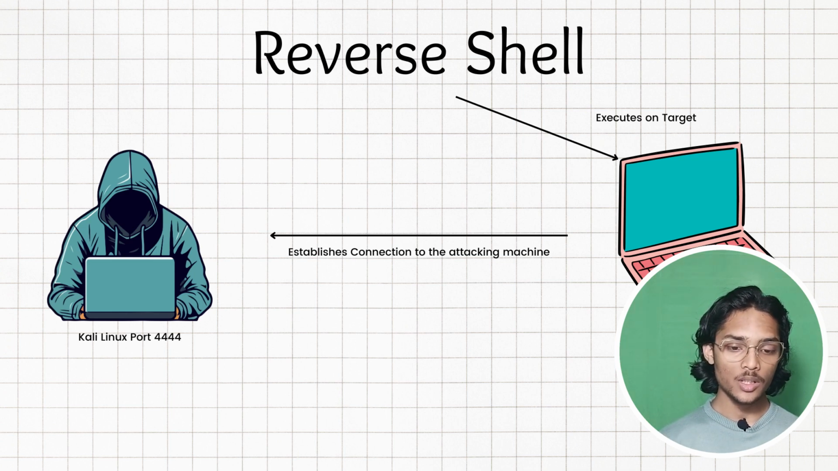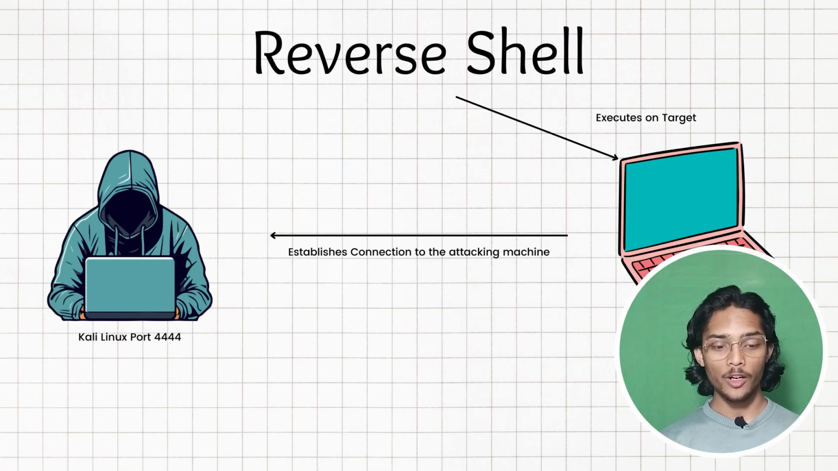And the bind shell works differently. Instead of the target connecting back to us, the target machine opens a port and waits for us to connect. The working of a bind shell goes like this: after exploiting the system, we drop a bind shell payload which tells the target machine to open a specific port and listen for connections, and then we connect to that port remotely. That's how we gain access using a bind shell.